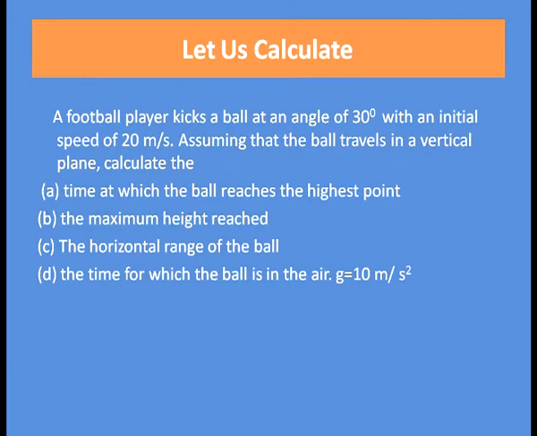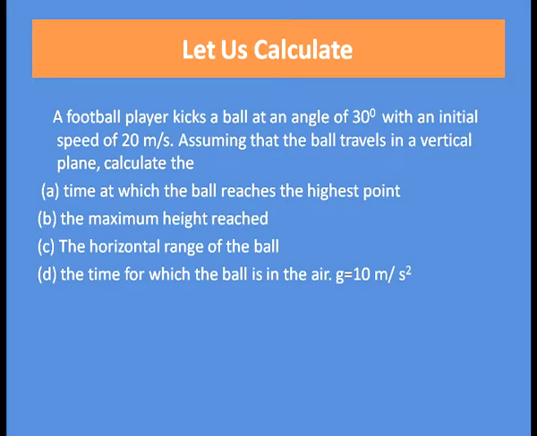Now, we have found out the total time of flight, the maximum height covered and the expression for range. So, now let us do a numerical. Suppose a football player kicks a ball at an angle of 30 degree with an initial speed of 20 meter per second. Assuming that the ball travels in a vertical plane, calculate the time at which the ball reaches the highest point, the maximum height reached, the horizontal range of the ball, and the time for which the ball is in the air. Take the value of g equal to 10 meter per second square.